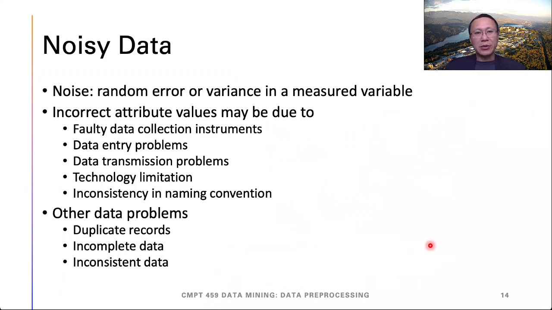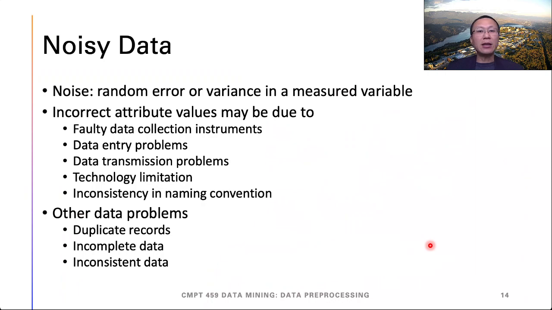Now let's look at noisy data. We said noise is the random error or variance in a measured variable. There could be several causes of noise. For example, we may have data collection instruments that introduce incorrect attribute values.